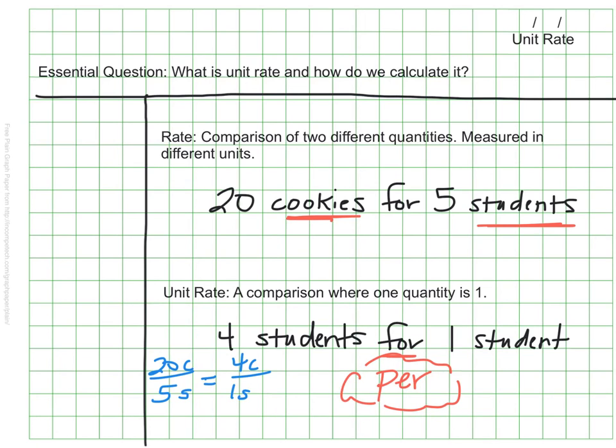You can see that when I write the rate or ratio as a fraction, as we've done before, and I'm writing them as equivalent fractions, when I'm looking for my unit rate, this denominator has the number 1. So 20 cookies for 5 students, 4 cookies for 1 student. We'll often see in unit rates that the denominator of one of our ratios is 1.